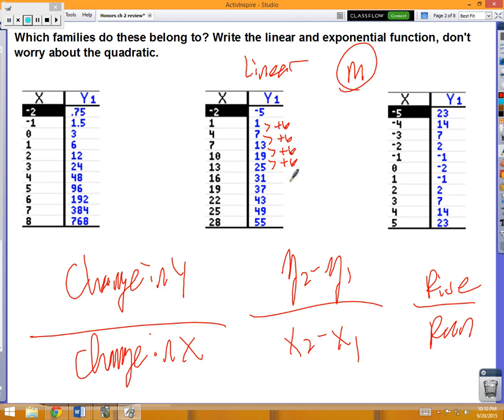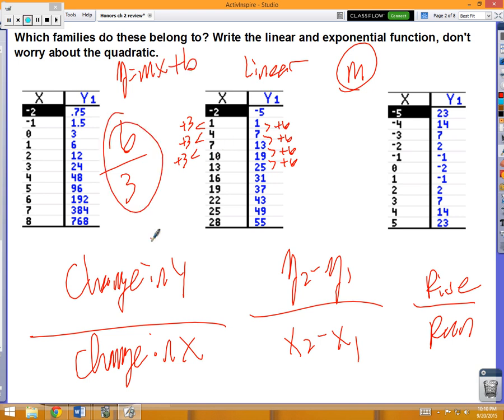So our y's are changing up 6. Our x's are changing up 3. So there's my rise and my run. Change in my y, that's 6. Change in my x, that's 3. So the slope happens to be up 6 over 3. Up 6 over 3, your slope is 2. If it's linear, it should follow the form y equals mx plus b. And what you just found is m. And b is the y-intercept, whatever the y is when x is 0.